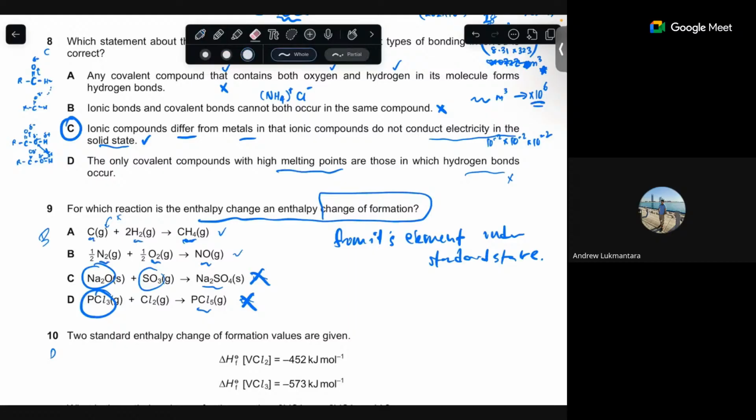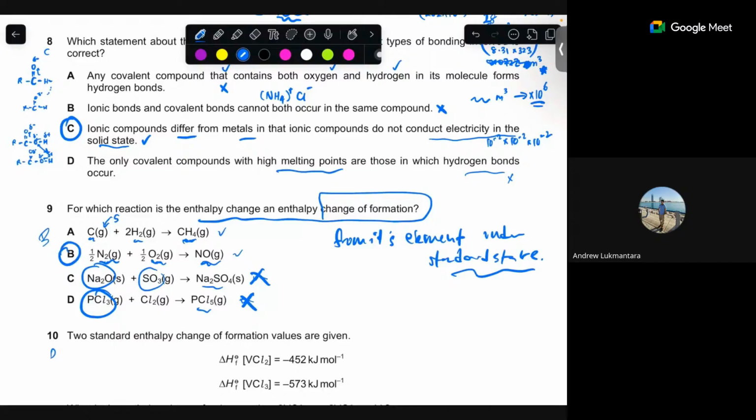So why is A wrong over here? A is wrong because carbon under standard state is solid. Carbon is not gas. Therefore, it must be this half and half, which gives you an O2. So this one is the answer.